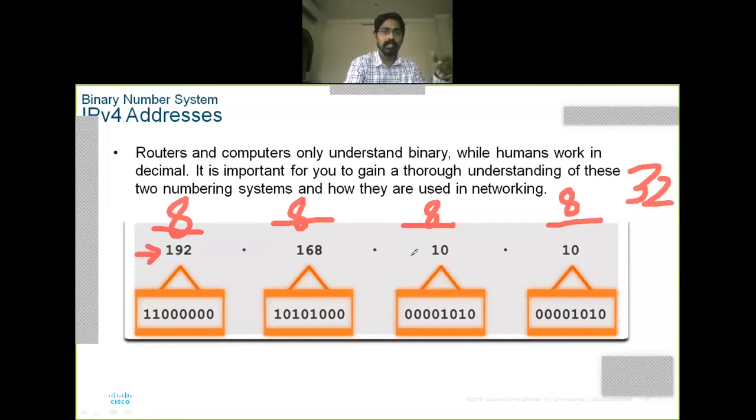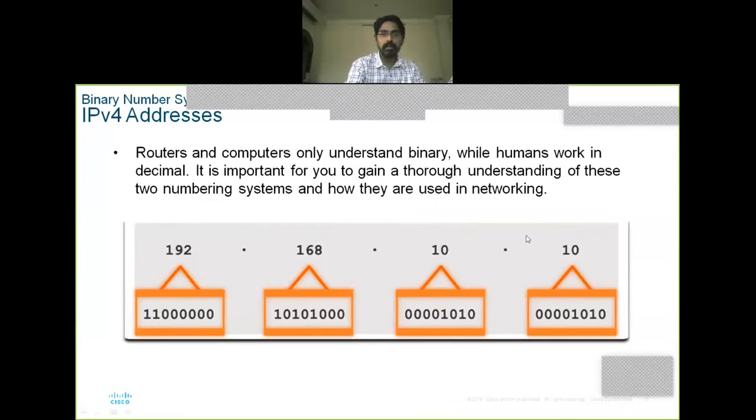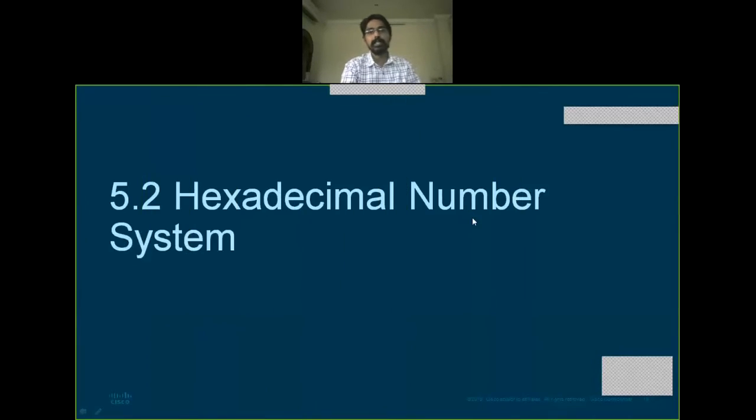Now you are at a stage that you can convert this decimal number into binary. The binary number of 192 is 11000000. This is the binary number of 168. This is the binary number of 10. This is the binary number of 10. So this is the way. 192.168.10.10 is the human readable format, followed by those binary numbers, which are the machine readable formats. Right. Next, hexadecimal number system.